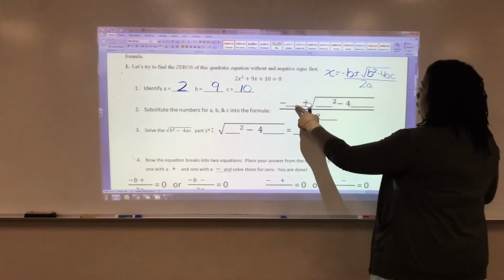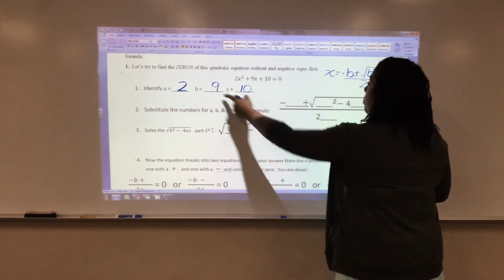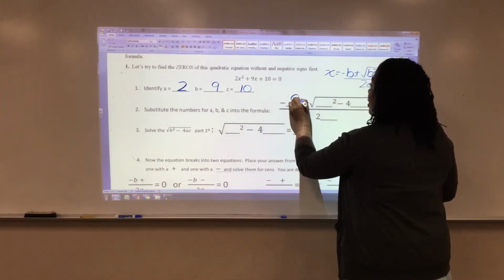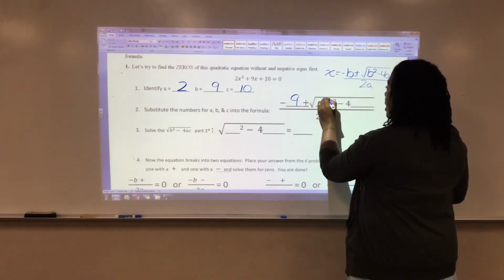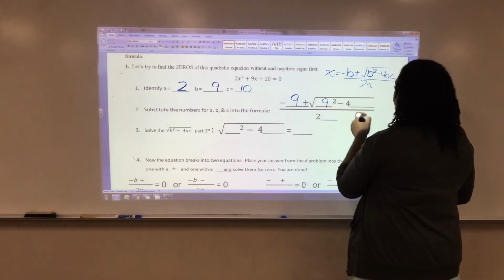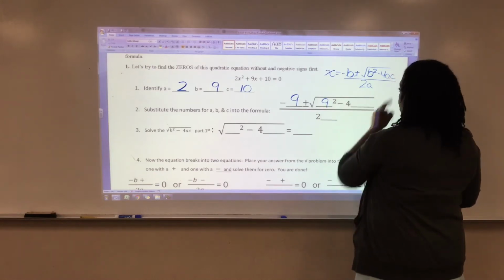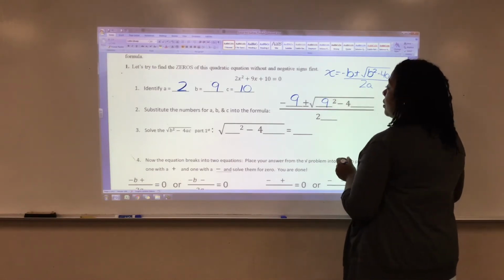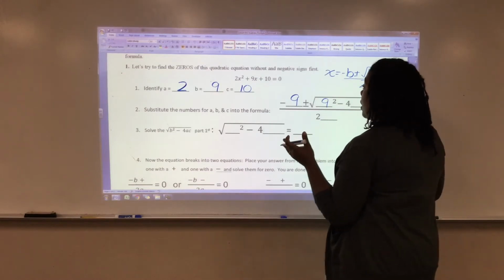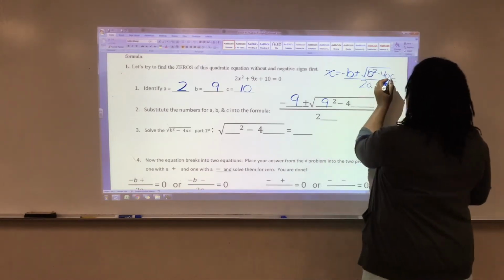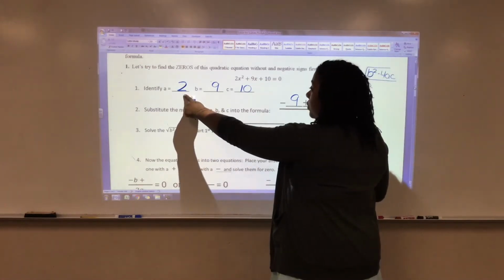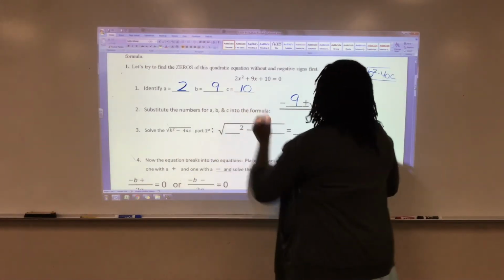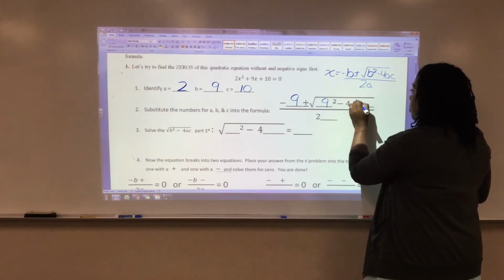So in our first blank, we're going to be plugging in B, which in this case is 9. The second variable we're plugging in is B squared. So again, B is 9. And then AC. So anytime letters or variables are next to one another, that represents multiplication. So this is saying A times C. So we're going to multiply our A, which is 2, times our C, which is 10. And we'll have the number 20. And we'll go ahead and put that in parentheses.